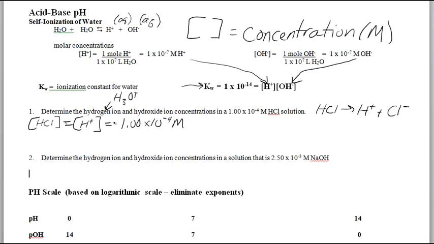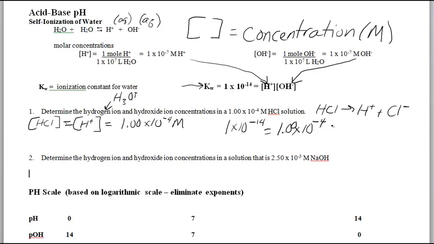I found my hydrogen. But now it said I also want the hydroxide. Now I can use this relationship and plug in what I know. Well, the ionization constant of water is always 1 times 10 to the -14th equals, do I know my hydrogen? Yes, I just figured that out, times 10 to the negative fourth.